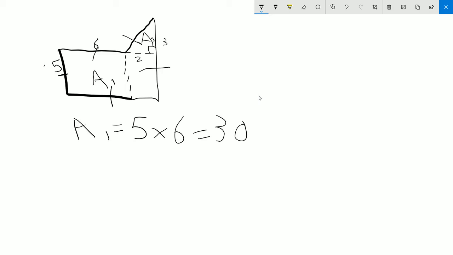We won't be given the length of this side because we've drawn it ourselves. So let's erase this, but we will be given the length of this side. You should know that the length of this side is equal to the length of this side. They are equal. So since this is the base and this is the height, A2 is equal to 3.